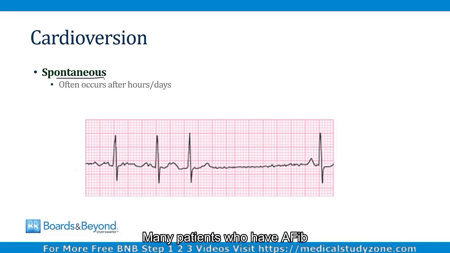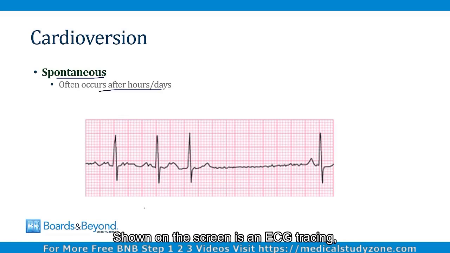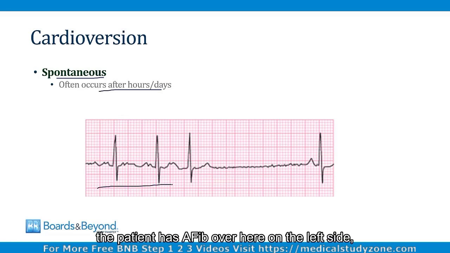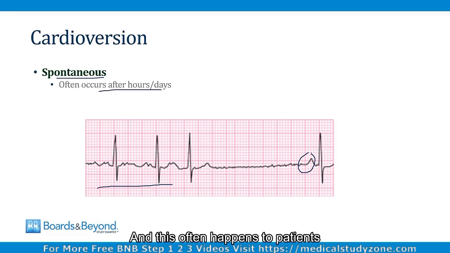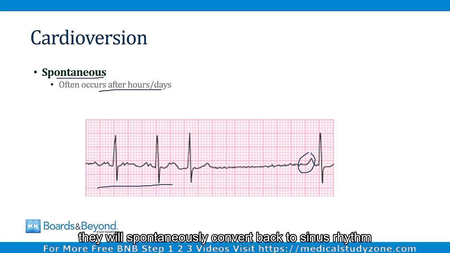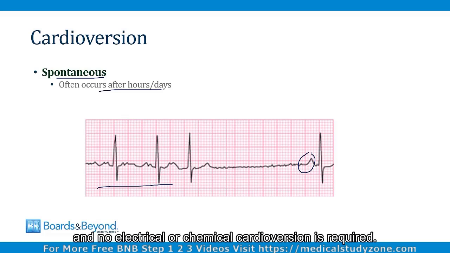And then the last type of cardioversion is spontaneous. Many patients who have AFib will flip back into sinus rhythm after a few hours or days. Shown on the screen is an ECG tracing. The patient has AFib over here on the left side, and then the patient spontaneously converts, develops a P wave, and goes back into sinus rhythm. And this often happens to patients in the hospital on telemetry. If they have AFib triggered by an infection, as the infection resolves, they will spontaneously convert back to sinus rhythm, and no electrical or chemical cardioversion is required.